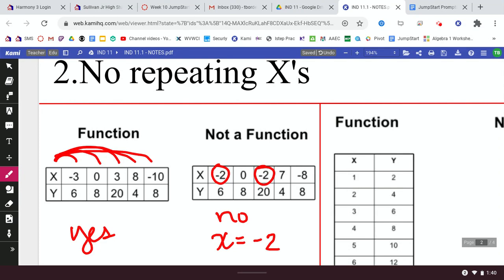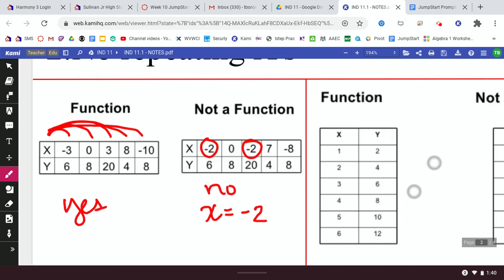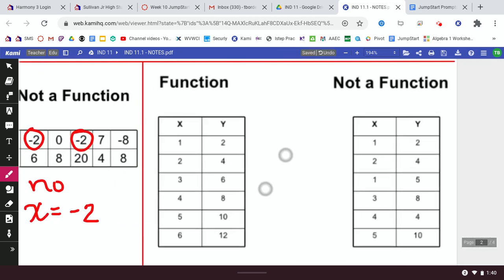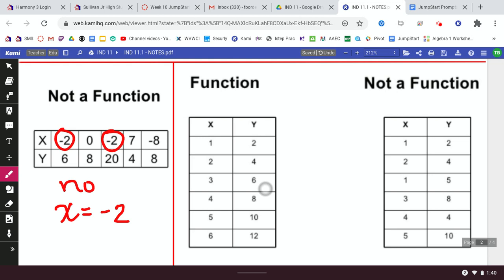And again, if you think back to your definition, the x can only have one y, and the x of negative 2 has two y's. It has a y of 6 and a y of 20. Okay? Can't have that. All right, you don't have to write this example down in your notes because this is just another example of a table. This is an up and down table rather than a side to side table, but it's still a list of x and y coordinates.